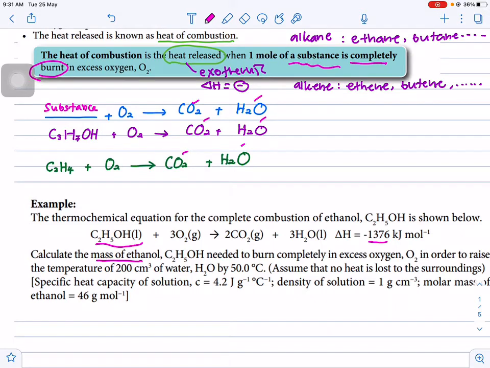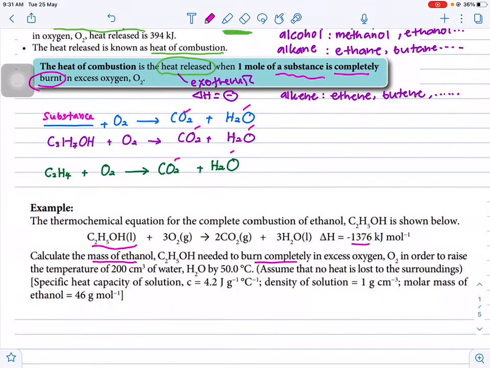The mass needed to burn completely in excess oxygen in order to raise the temperature of 200 cm3 of water by 50 degrees Celsius. So from this statement, we can say the temperature increase. Okay, temperature increase by 50. So straight away we can say the theta is 50. Dia dah bagi dah. Dia tak bagi initial or highest temperature. Straight away dia bagi the value of the theta because it's mentioned here raise the temperature by 50. So 50 is the theta.